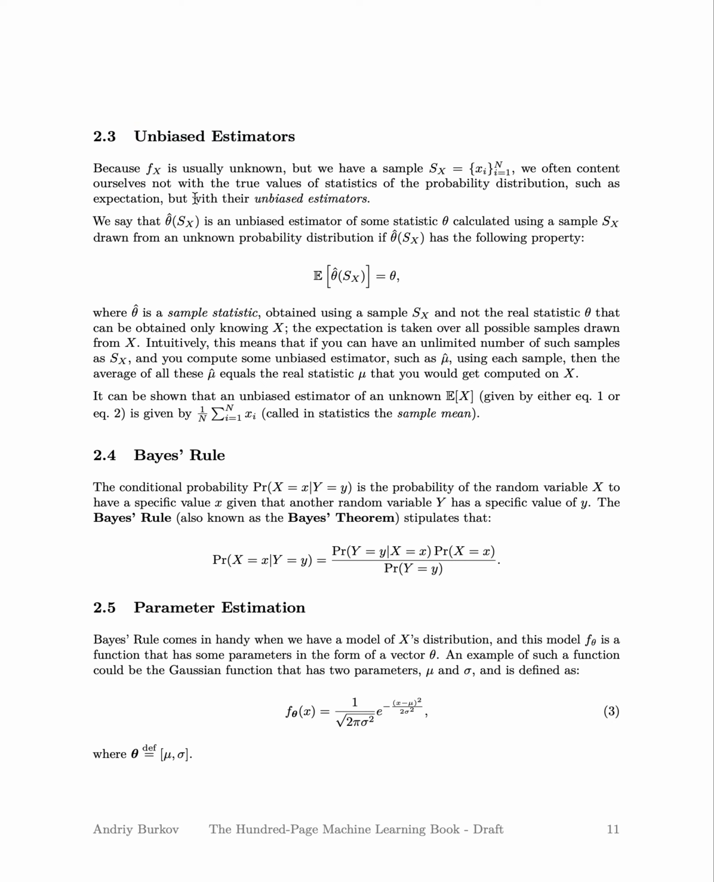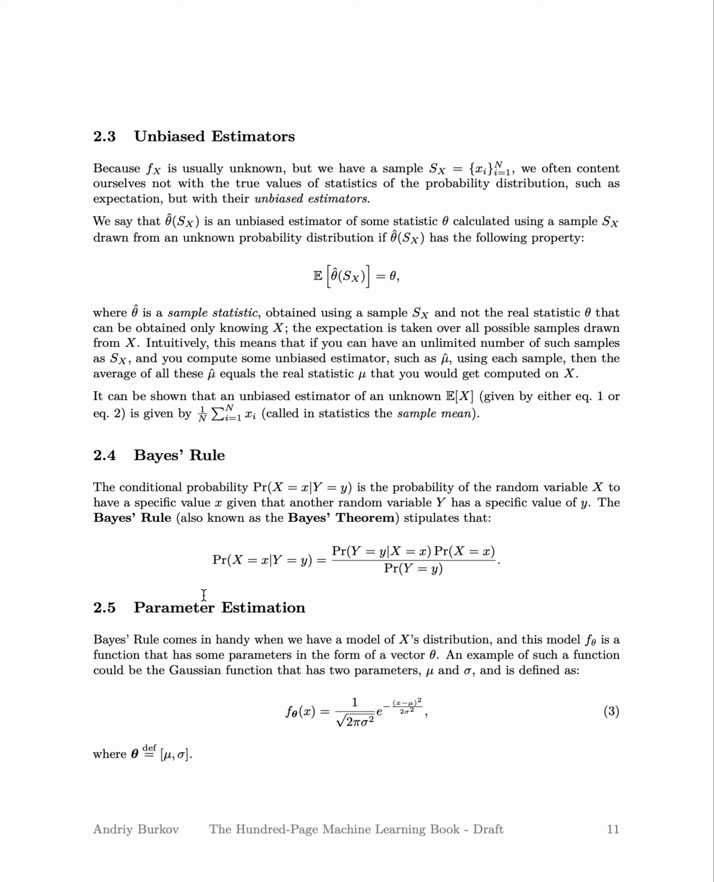Now, unbiased estimators and Bayes' rule. So what is Bayes' rule? There is a thing known as conditional probability. A conditional probability simply means: given that we know x has occurred, what is the probability of y occurring? This is known as a conditional probability.